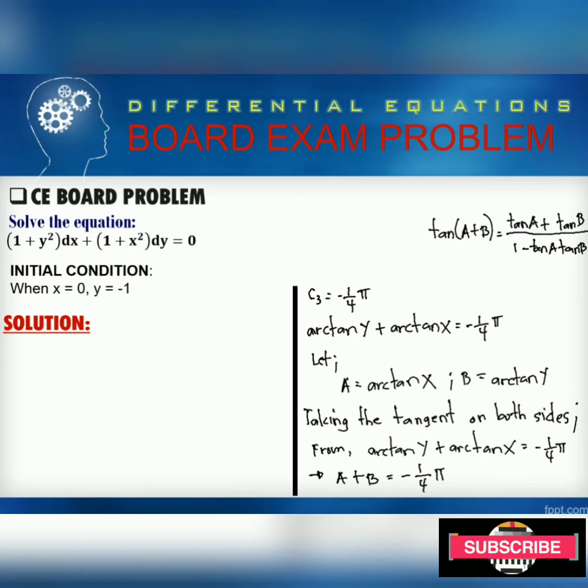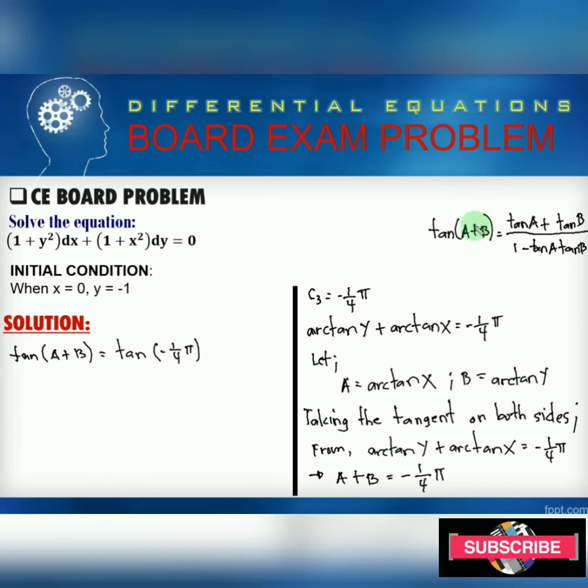After taking the tangent on both sides, we have the tangent of your A plus B equal now to the tangent also of the other side, which is the tangent of your negative 1/4 times this pi. So by this we can now actually use this property.